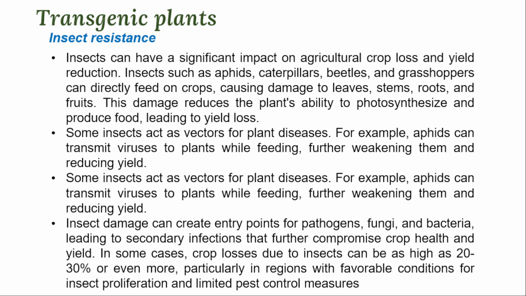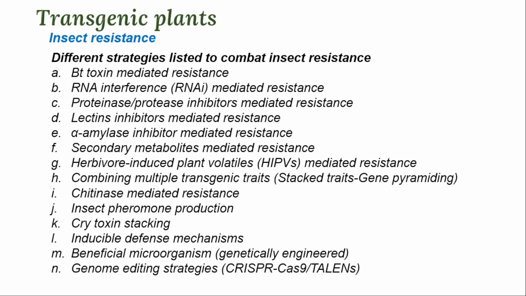So there are different strategies used for insect resistance. Currently, BT toxin is effectively used in different agriculture crops and vegetable crops to eradicate insects belonging to Lepidoptera or other families. These are the different strategies used to combat insect infestation. In that, BT toxin is very famous and currently applicable. RNA interference and other strategies are there.